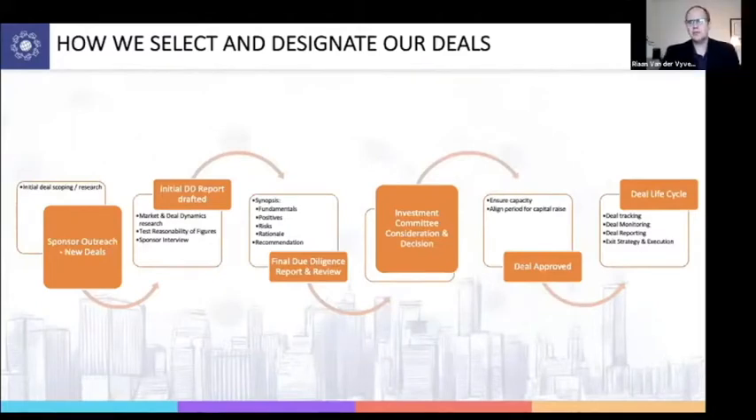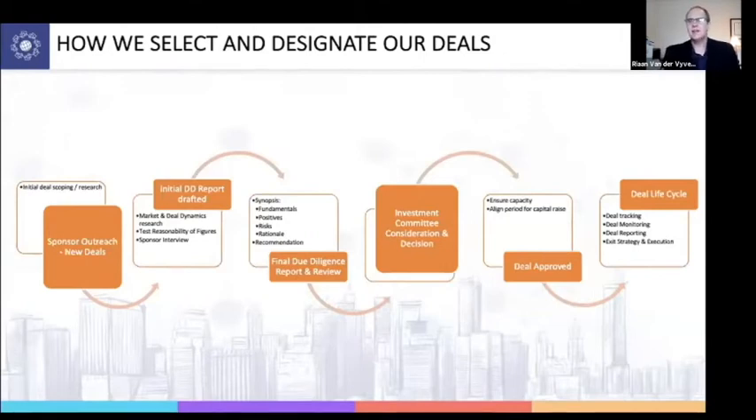So once we approve the sponsor, there's a continuous outreach to the sponsors to determine whether there are new deals. Then once there is a deal, we get certain collateral from the sponsor, and we typically are invited to an initial webinar where they introduce the deal.